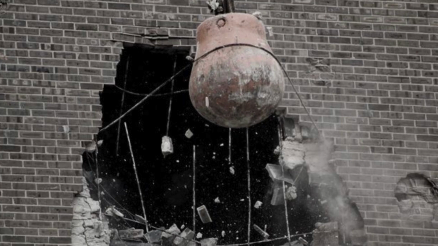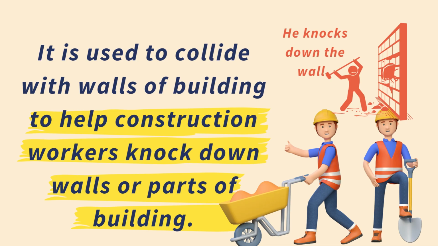We can say that it is used to collide with walls of buildings to help construction workers knock down, which means break, the walls or parts of the building. Here, this is heavy steel, so it has more energy, okay. So when it collides with the wall, it causes damage to the wall. It breaks down the wall. It knocks down the wall, okay.